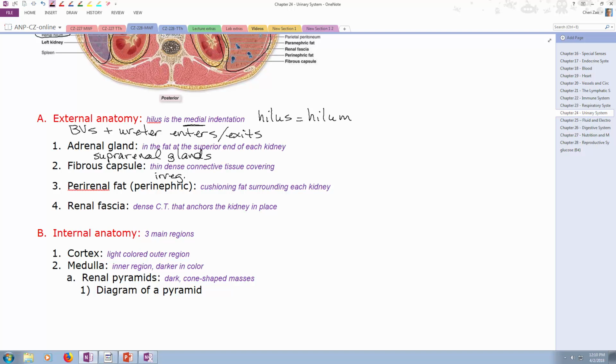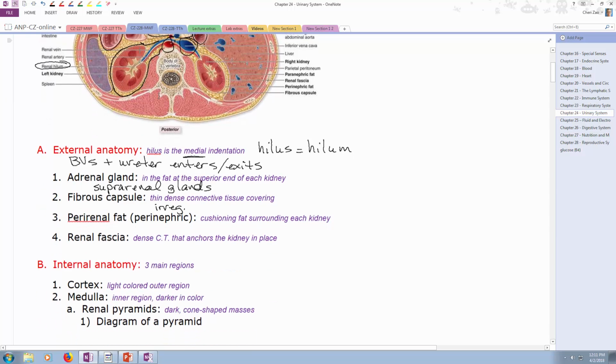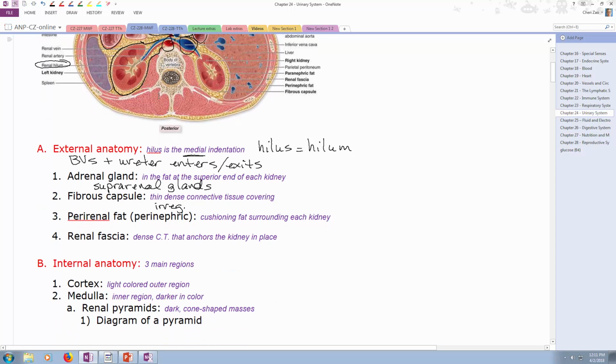The renal fascia, going back up here and taking a look at this cartoon drawing, erasing some things so I can see a little bit better around it. That renal fascia is this line right here. So it's kind of keeping that perinephric or perirenal fat in place. So that's an important thing because this is also the main item that actually keeps our kidneys in their location in our abdominal cavity. So that is, again, dense CT. That's going to be dense irregular CT, and it is very important in anchoring our kidneys in their location.